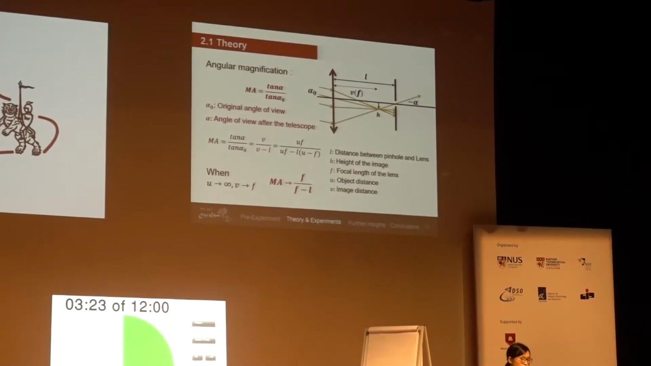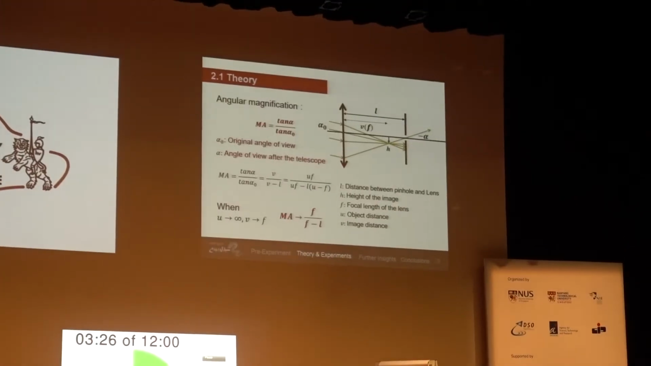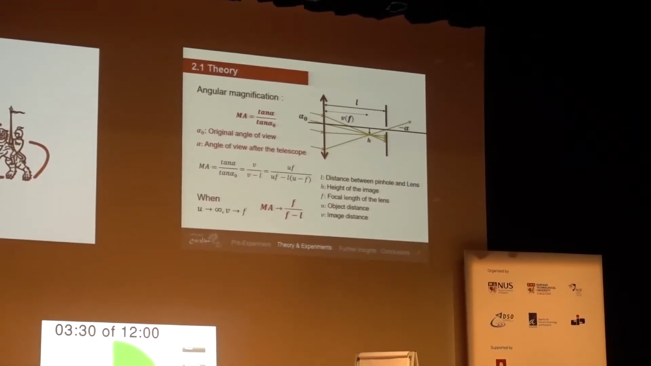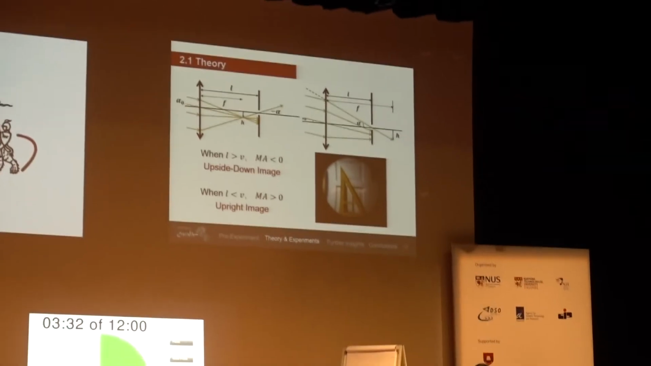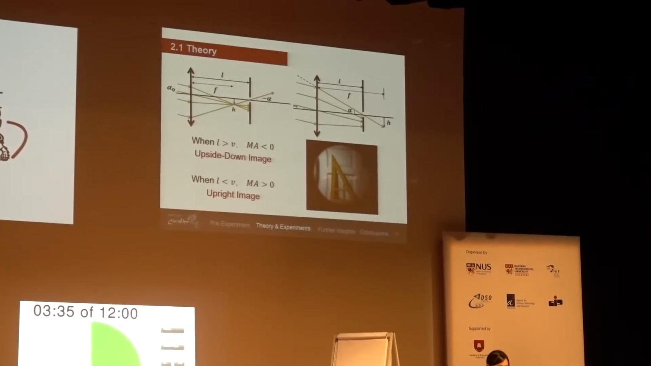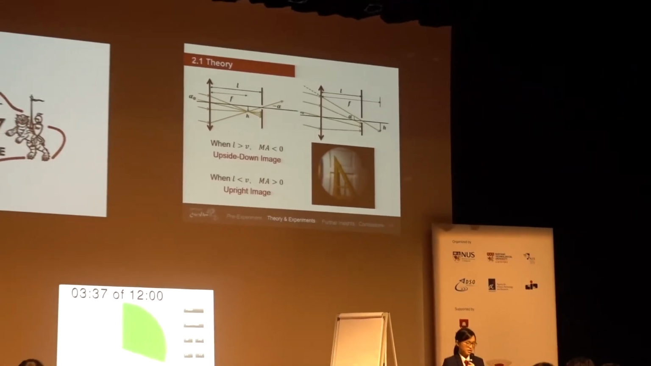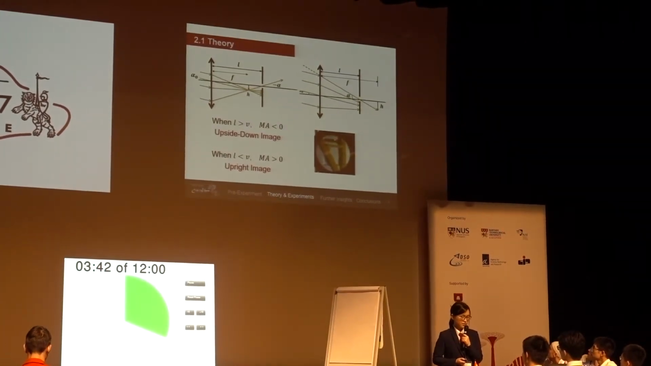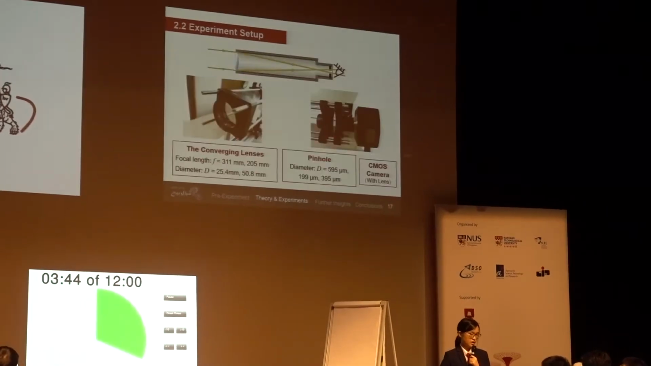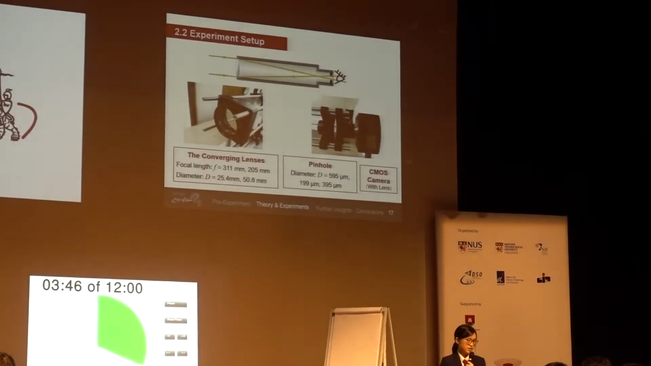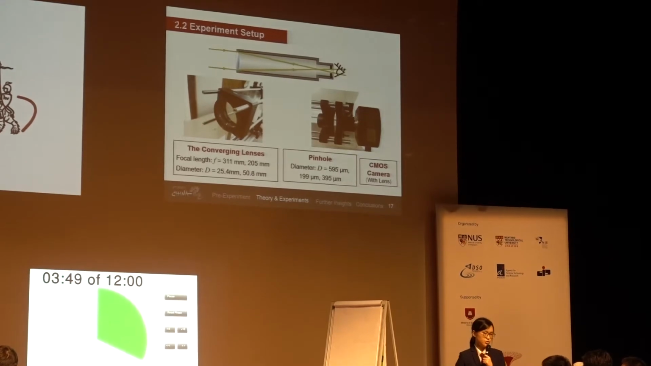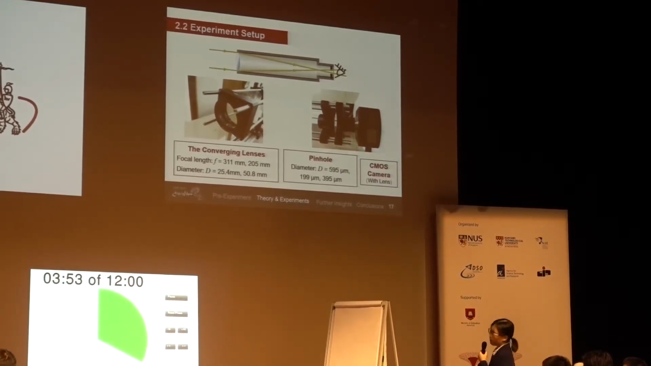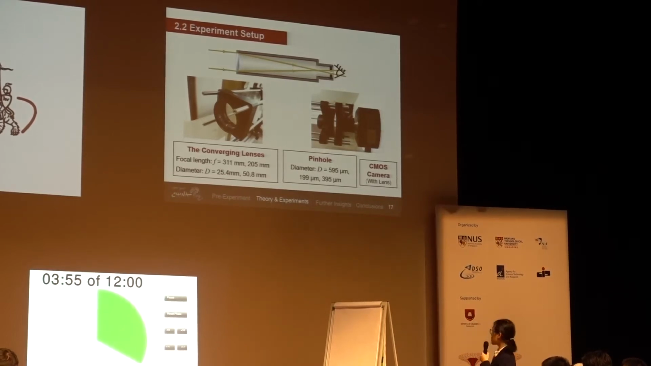When the object distance approaches infinity, v approaches f, and the angular magnification is approximately f over f minus L. Through the equation, when L is larger than v and M is negative, an upside down image occurs, and when L is less than v, M is positive and an upright image occurs. Of course, in actual experiments, we use much more accurate devices to ensure coaxiality and avoid error. This is a lens and this is a small hole, and we use the camera as a receiving device.